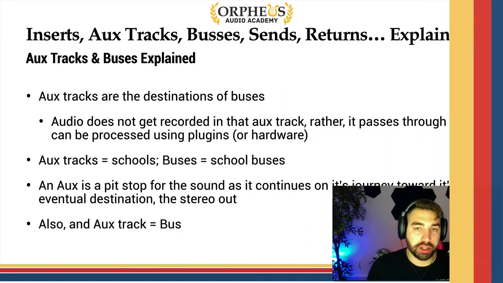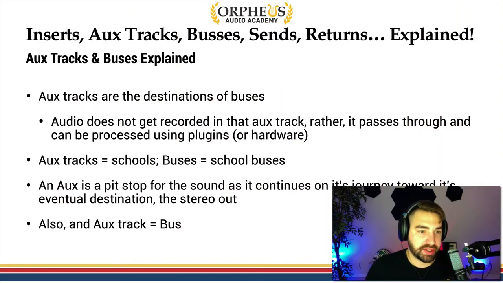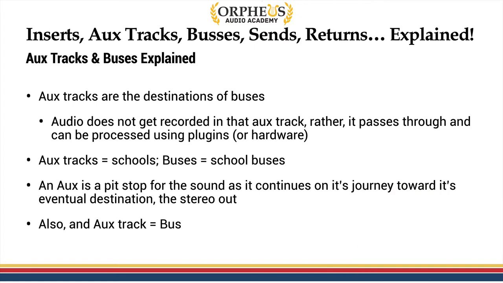So then what are aux tracks and buses? You can think of aux tracks as the destination of buses. So buses are what's used to transport the signal to another track. So audio does not get recorded at these aux tracks. Rather, it just passes through these tracks in order to be processed using plugins or hardware. So aux tracks are basically effects tracks, or tracks that are going to be used to affect the sounds that have already been recorded on other tracks. So you can think of aux tracks as basically the schools where the sound is going to be changed. And then the buses are basically the school buses that transport the signal, the sound, to those schools.